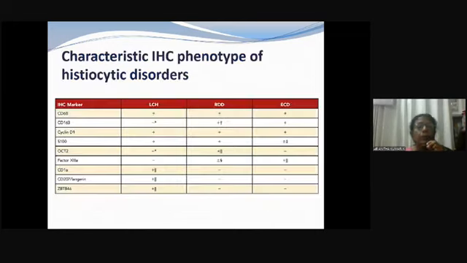So these are the characteristic IHC phenotypes that you see. So CD68 is positive, cyclin D1 is positive, S100 is positive, but the most important ones are CD1a and CD207, that is Langerin.